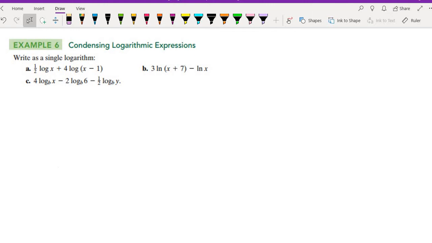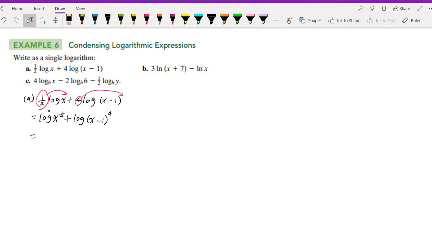Okay, example 6. Condensing logarithmic expressions. Write as a single logarithm. Part A, we have 1/2 log x plus 4 log x minus 1. We always have to apply the power rule first, because we can't have this as 1/2 or 4. It must be 1. So we apply the power rule first. That will be log x to the 1/2 power, and then plus log x minus 1 to the 4th power.